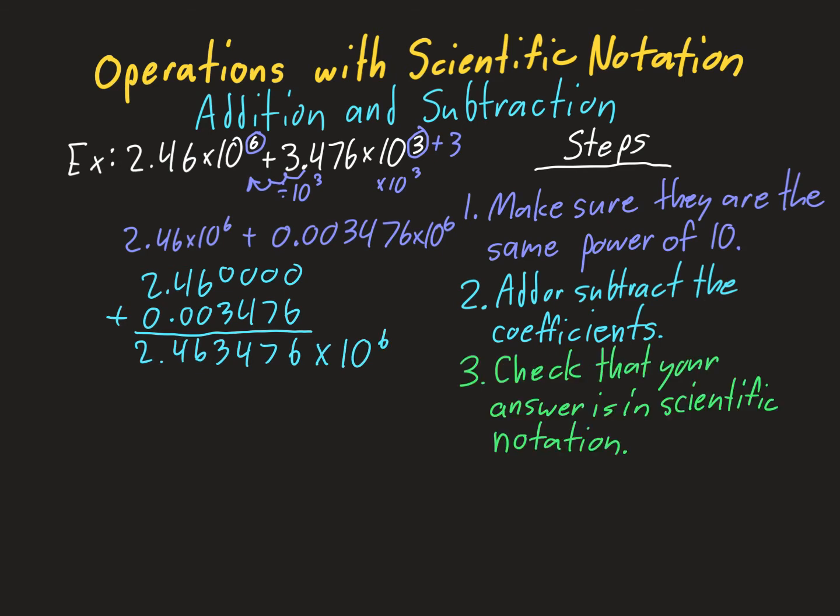Finally, let's check and make sure our answer is in proper scientific notation. If we look at our number, for our coefficient, we have a single digit that is not 0 before the decimal. We also have this multiplied by a power of 10. So we are in fact in proper scientific notation, and we are done with the first example. Now let's look at the second example.